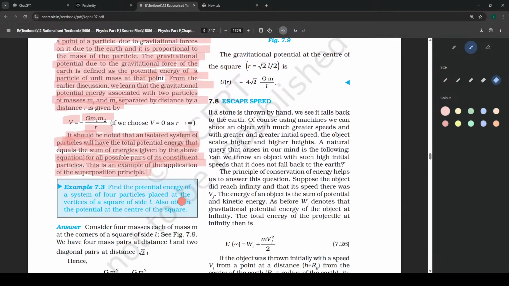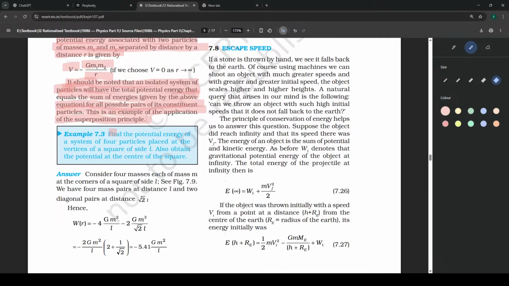Okay, let's see an example here. Find the potential energy of a system of four particles placed at the vertices of a square of side L. Also obtain the potential at the center of the square. We need to find the potential energy of the system of four particles placed at the vertices of a square of side L.